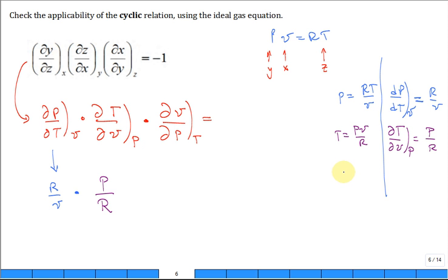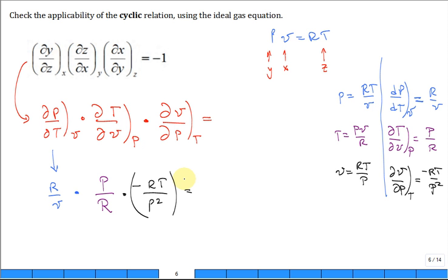And then we have the last one. V is equal to RT over P, and we want the partial of V with respect to pressure holding temperature constant. Negative RT over P squared. True or false? Do you like that one? Thumbs up if you do. Good. So we get negative RT over P squared.